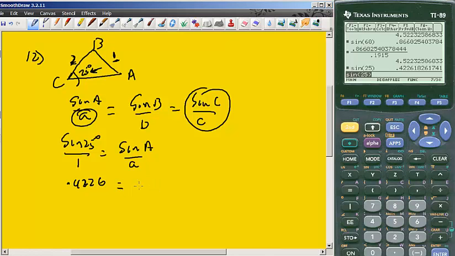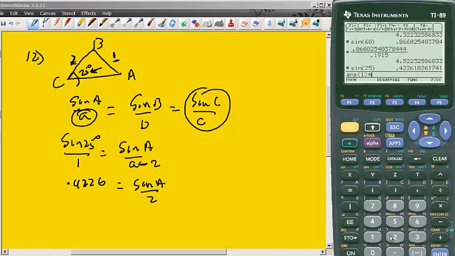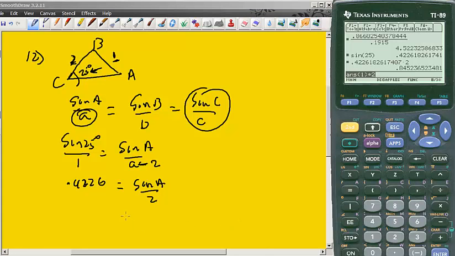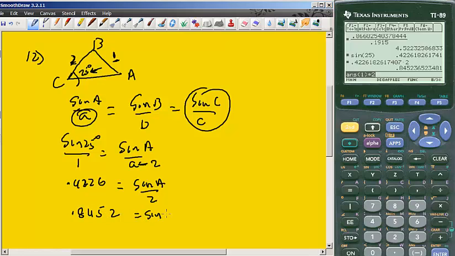And then I have sine of angle A is to 2. Now I know side A, which is 2. So I have sine of angle A is to 2. So I'm going to multiply that by 2, because I'm solving for angle A. So I'm going to go times 2. And so what I have here is 0.8452 is equal to sine of angle A.